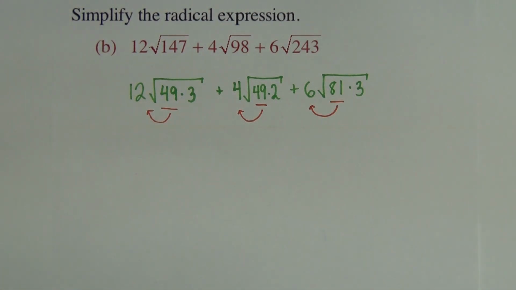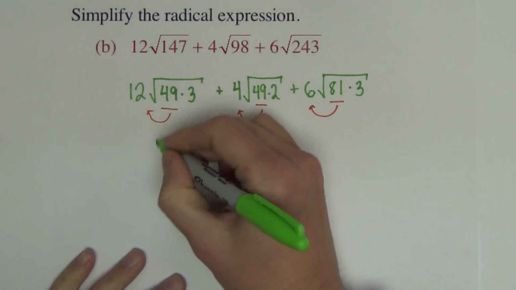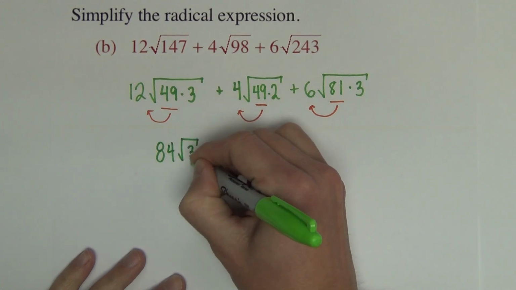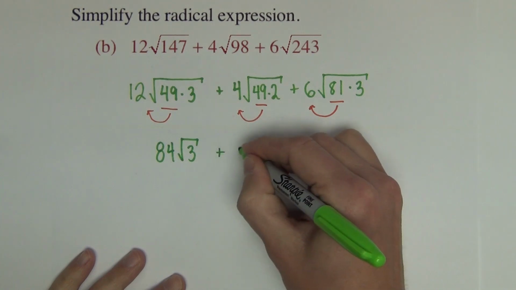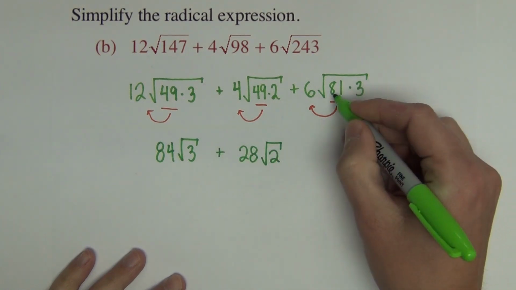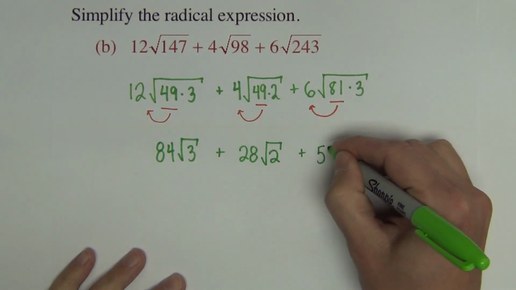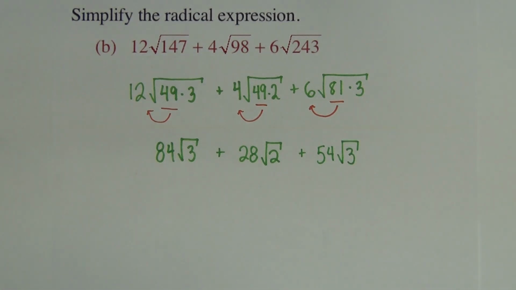Okay, so we're going to begin with 12 times 7, as that's the perfect square, 49. 12 times 7 is 84. Now we're going to need 4 times another 7. So that's 28 square root 2. And then we're going to need 6 times 9. So we get 54 square root of 3.